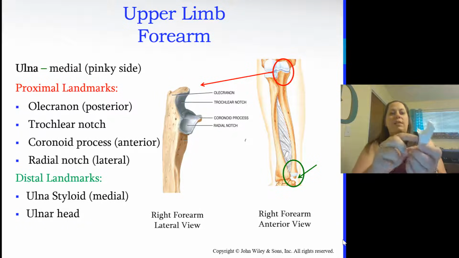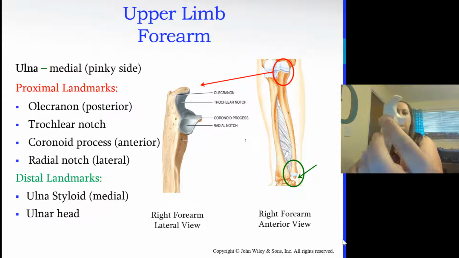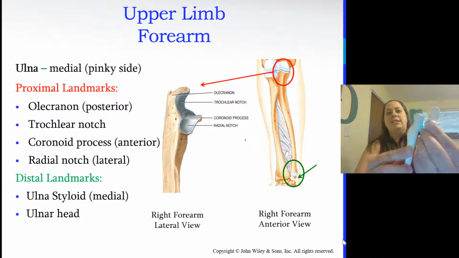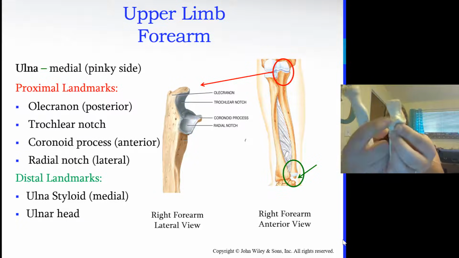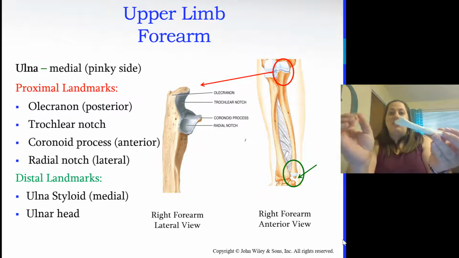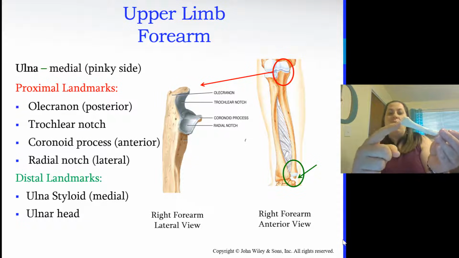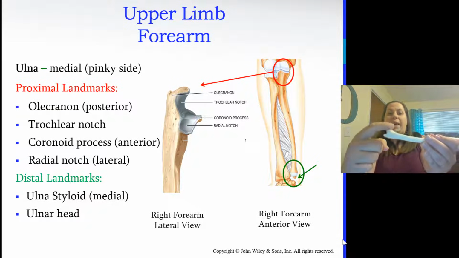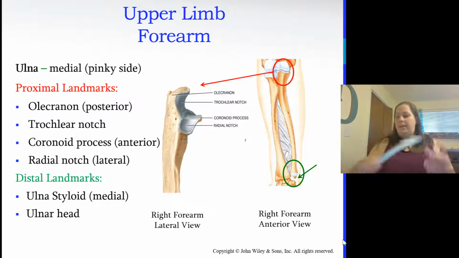All right, we also see that right in this area, there's this flattened surface, which is known as the radial notch. And this is where the radial head is going to sit. You'll notice how it allows for that head to sit in there and turn. That's why there's that notch there in the bone. The distal landmarks, on the distal side towards the wrist, are going to be the styloid, but this is the ulna styloid. It's going to be more medial. And we also see the ulnar head, so this is the head region of the ulna. All right, so this is showing you the landmarks of the ulna.